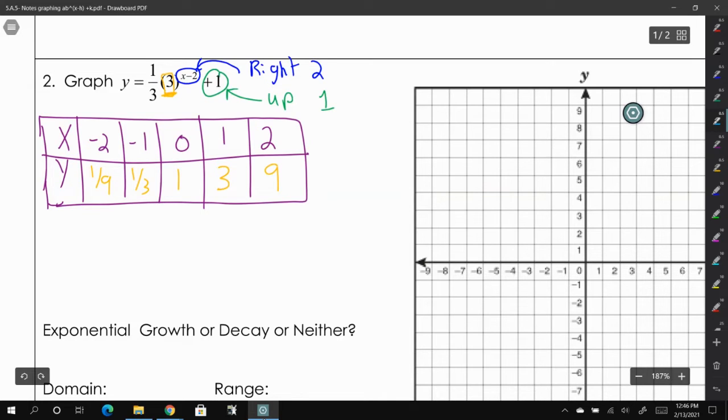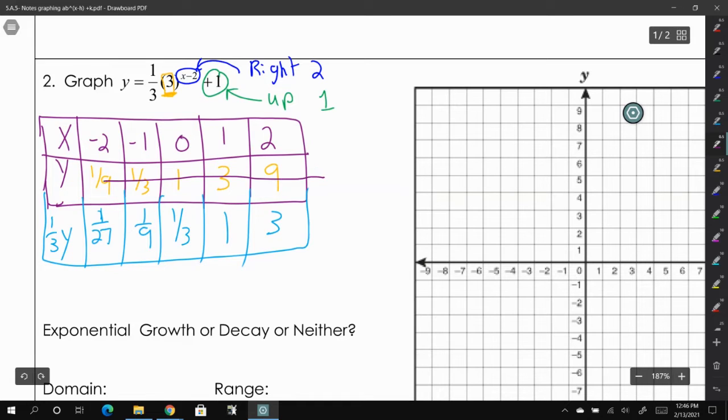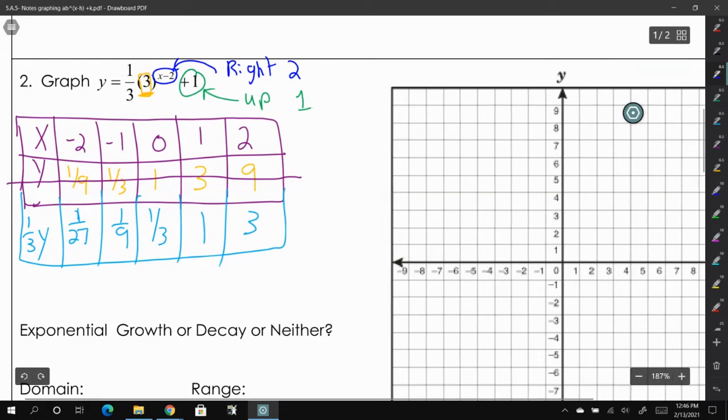So then we'll do our third row. And in our third row, we'll multiply all the y values by 1/3. So 1/9 times 1/3 is 1/27. 1/3 times 1/3 is 1/9. 1 times 1/3 is 1/3. 3 times 1/3 is 1. And 9 times 1/3 is 3. So we'll cross off that middle row, and we'll plot these points.